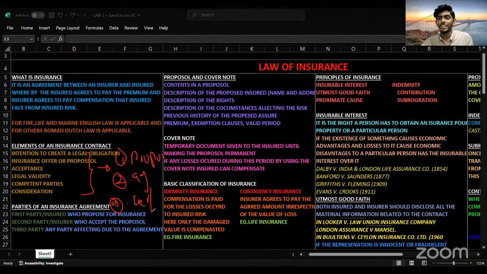When it comes to insurance, whatever kind of insurance it might be, we don't care, it happens in three steps. First one is the proposal. A proposal is a request made by us to the insurance company to obtain the insurance coverage. You might be wondering why I am teaching these things. First of all, we should have the intention to create a legal obligation.